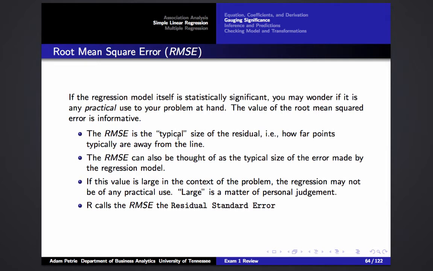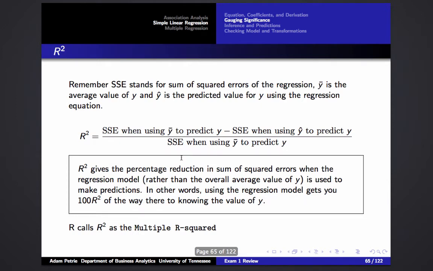So what makes a large value of RMSE and a small value is open to personal interpretation, so I can't quite give you a great guideline for that. But looking at the root mean squared error is key to determining whether or not your model is going to be useful. The root mean squared error tells you essentially how close your predictions are getting to the actual values. And if that number feels large to you, then maybe that regression isn't all that useful.